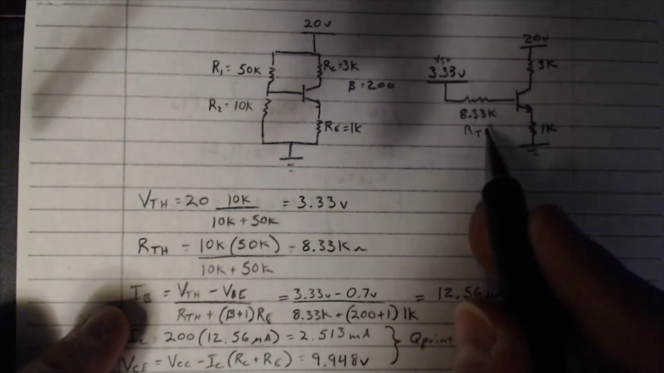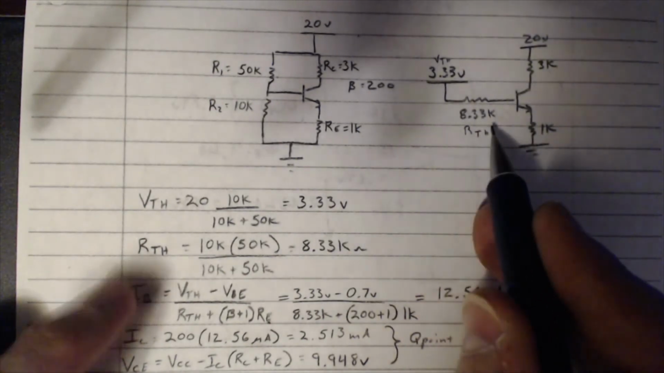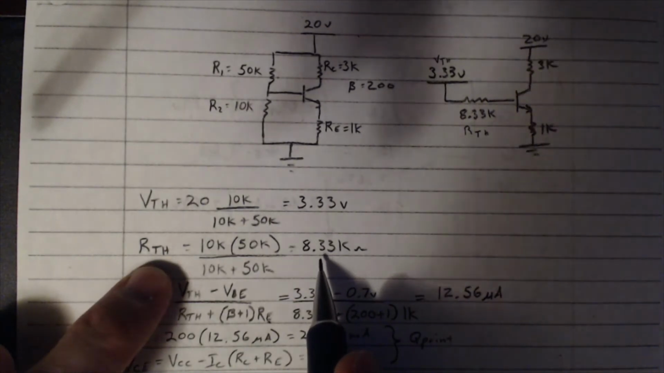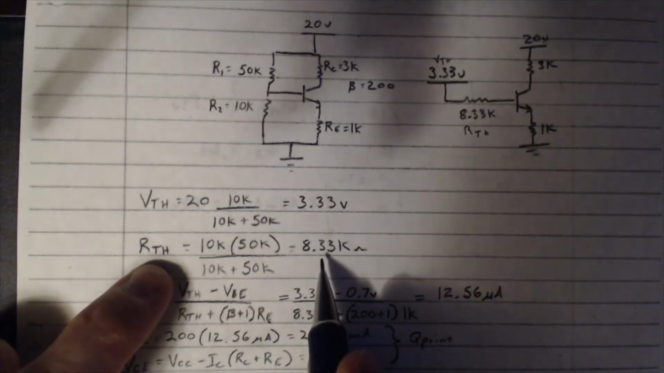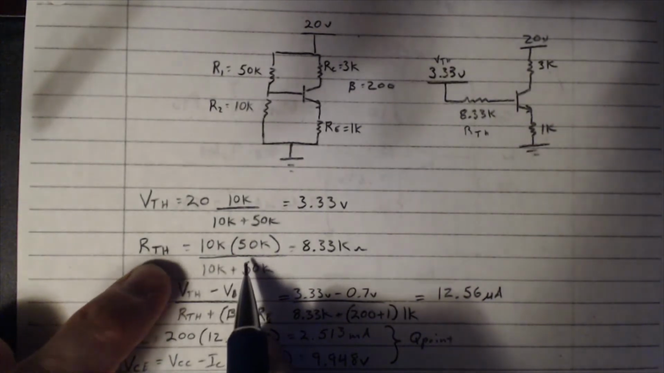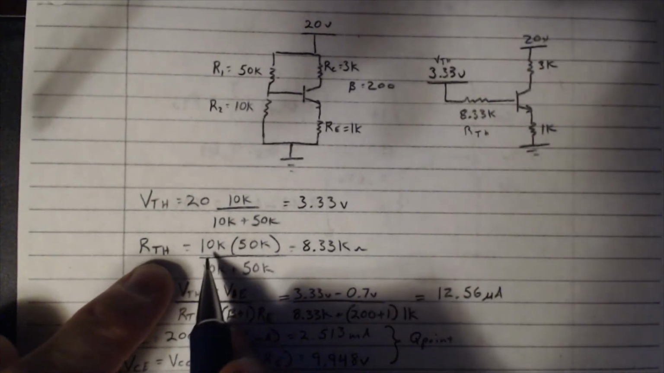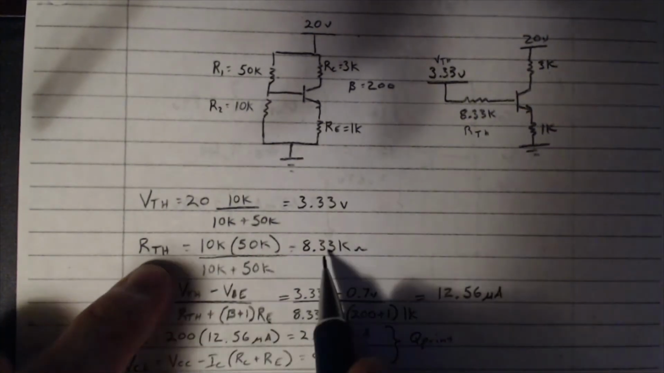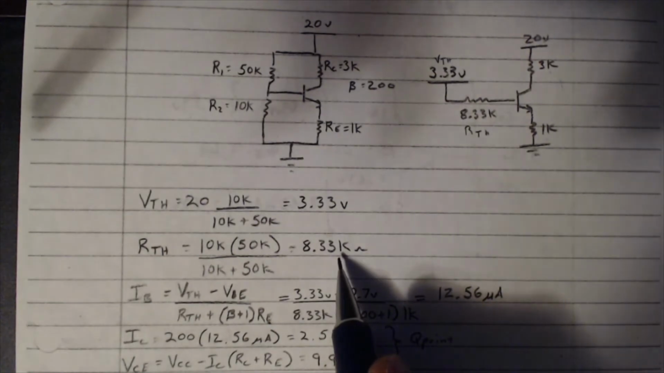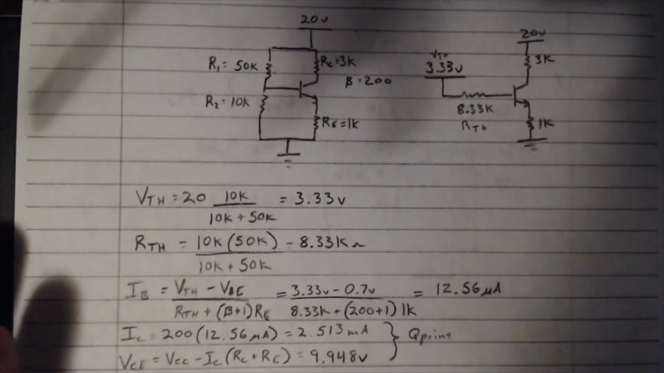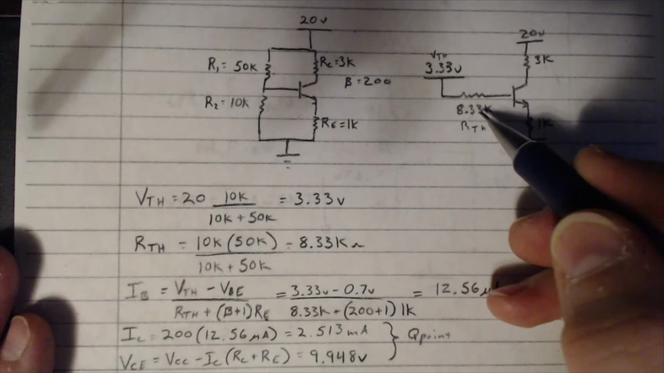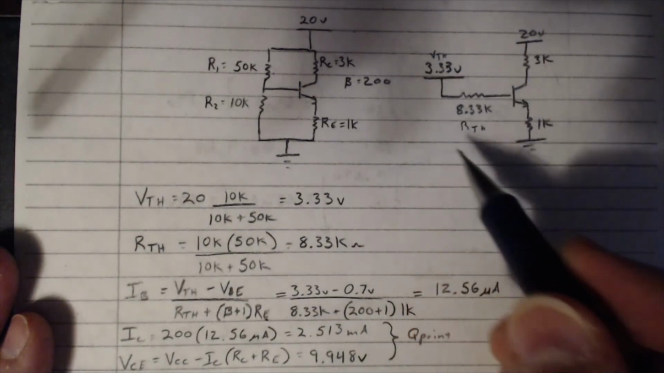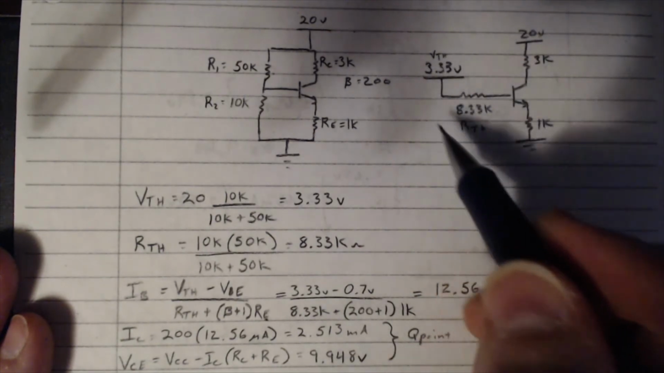All right, next up, we need to figure out RTH. Remember that when we Thevenize it and we short out that voltage source and find the resistance between the terminals A and B, it ends up being that R1 is just in parallel with R2. So we have 10K times 50K divided by 10K plus 50K. That's going to give us 8.33K ohms. So we plug that in. Now we're going to solve this circuit.